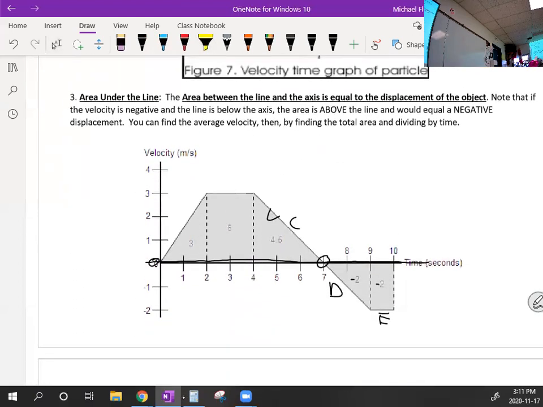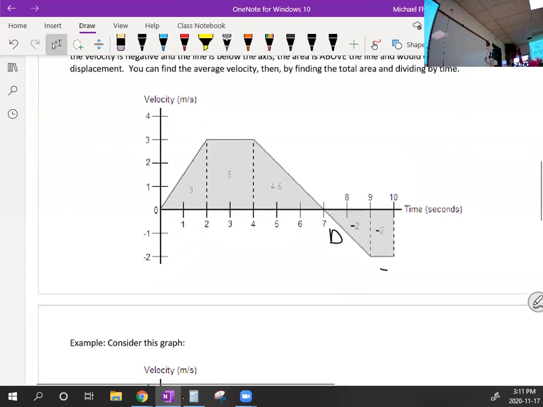All right, let me erase some of this. And let's start over here. Okay, so here's an example of a velocity time graph. And I'm going to put back some of what I just erased. I'm going to divide this up into sections, A, B, C, D, and E.